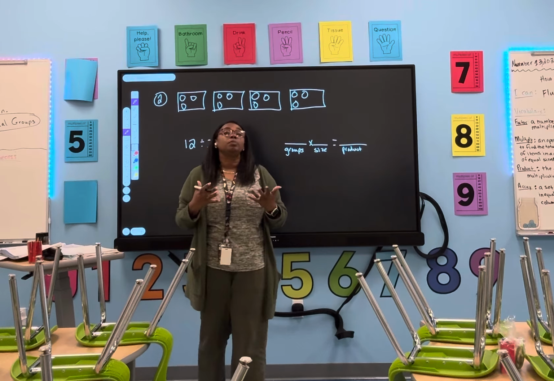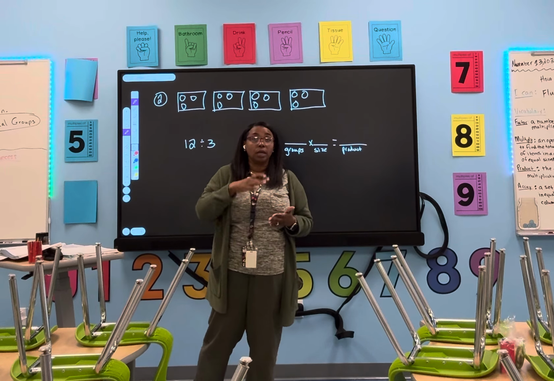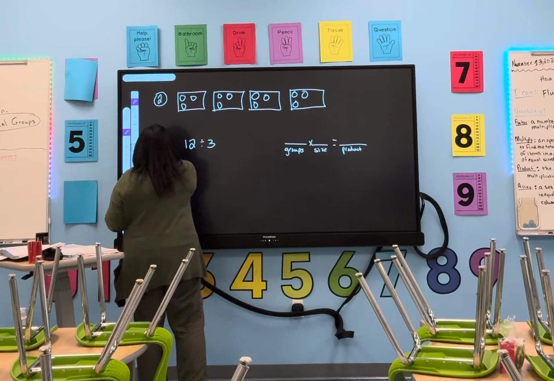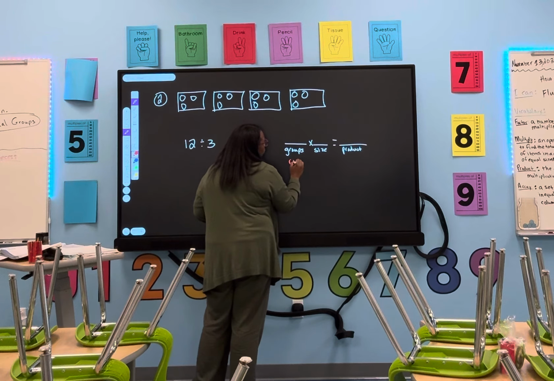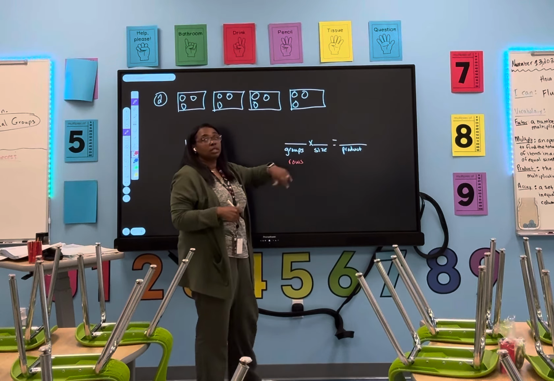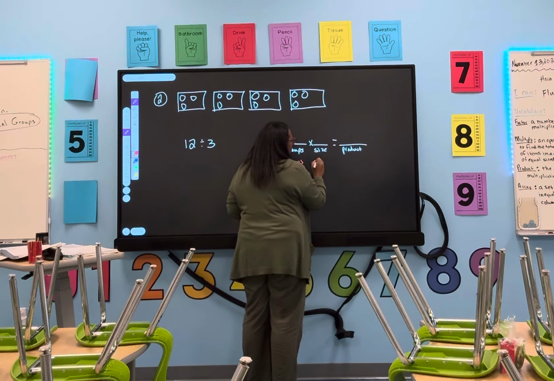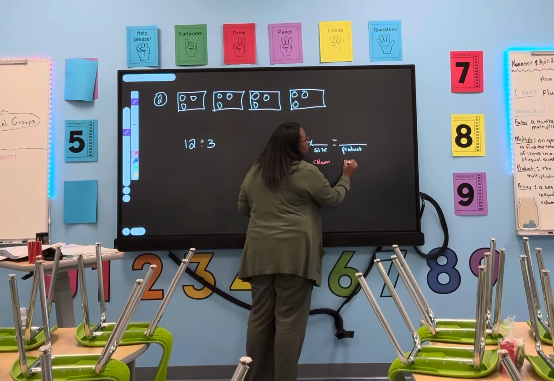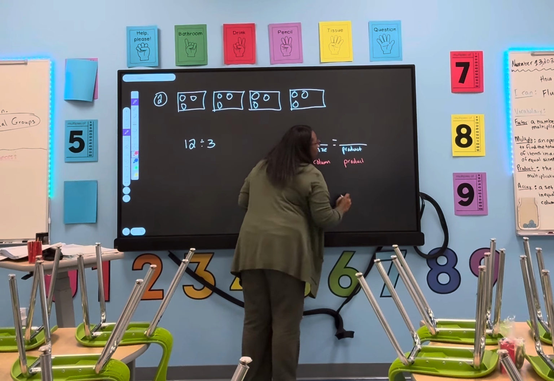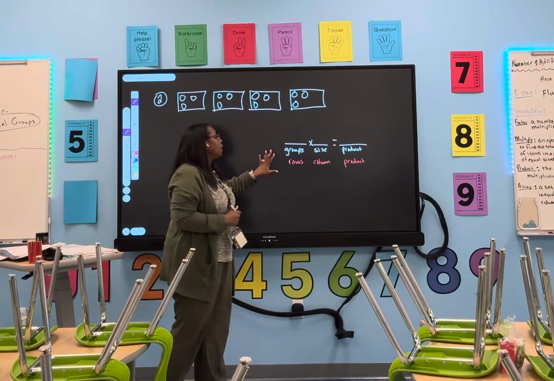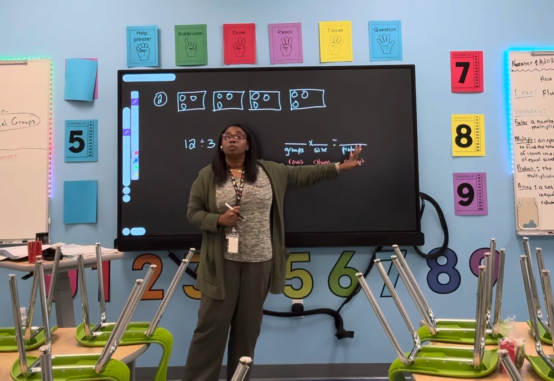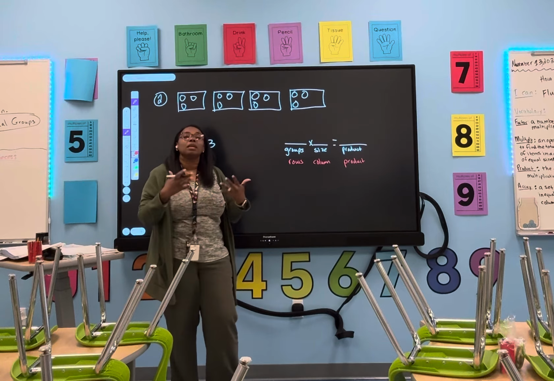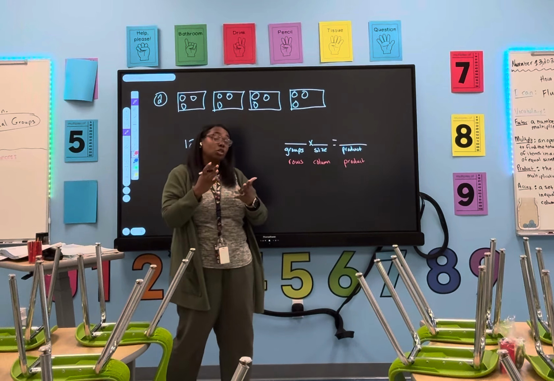Now, it's a little bit different when you are working with an array. So for an array, the first line is now going to be your rows. The second line is going to be your columns, or how many I have in each row. And then the last line, of course, will still be your product, which is the answer to your multiplication equation. So this is what the different parts of the multiplication equation meant. Well, I did the same exact thing with division today, so I'm going to show you what that means.